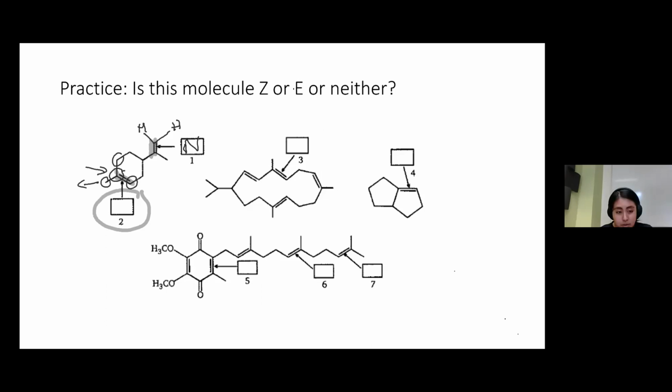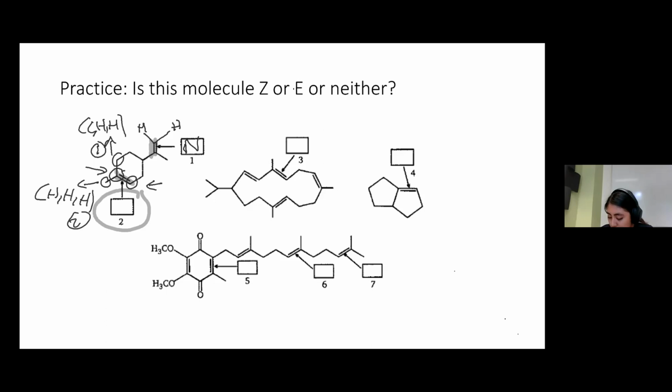So now we have to look at what those two are attached to. In this case, this bottom one is attached to three H's. This one is attached to a C, an H, and an H. So then this one's a number 1, this is a number 2.